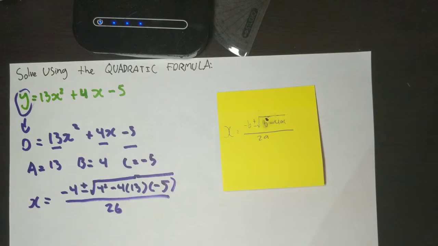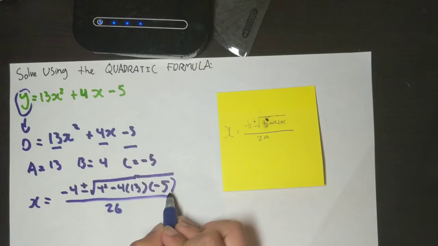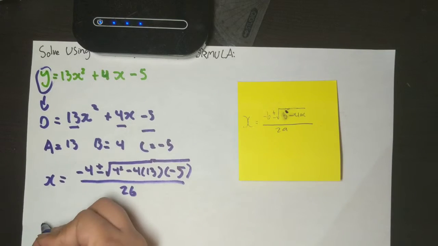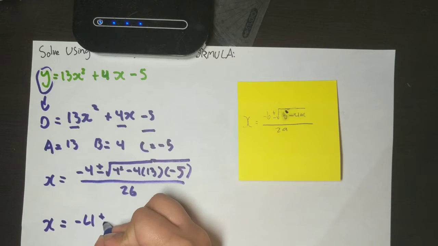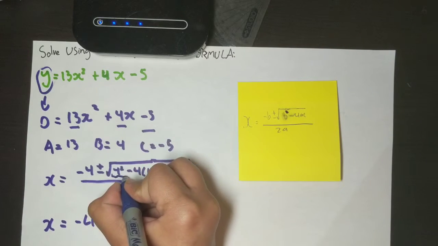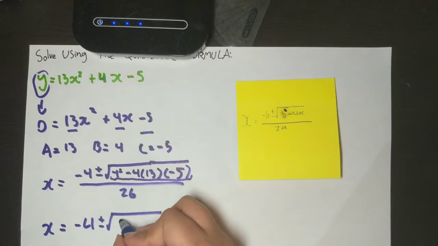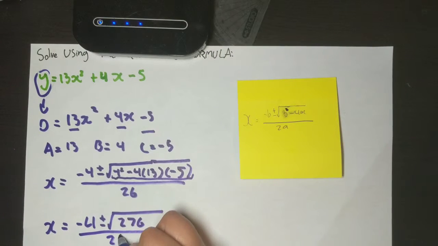Next, we just solve what's in the square root here. Sorry, I'm so tired. Okay, so x is equal to negative 4 plus minus. I'm just going to put this whole little thing into the calculator. And that gives us 276 divided by 26.